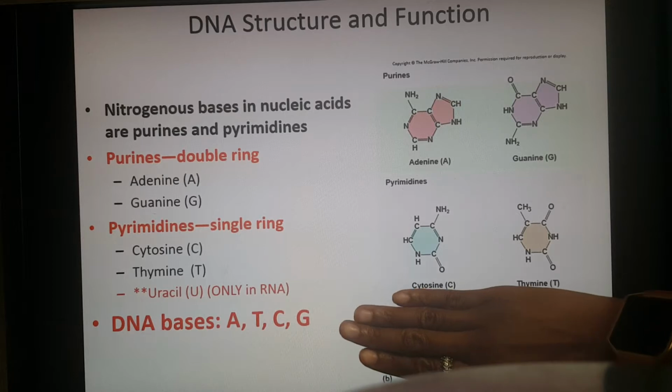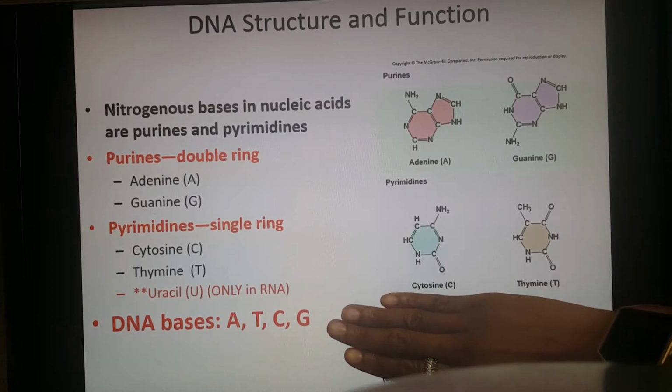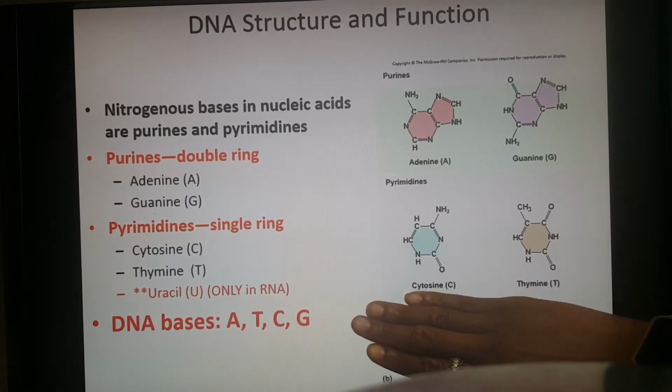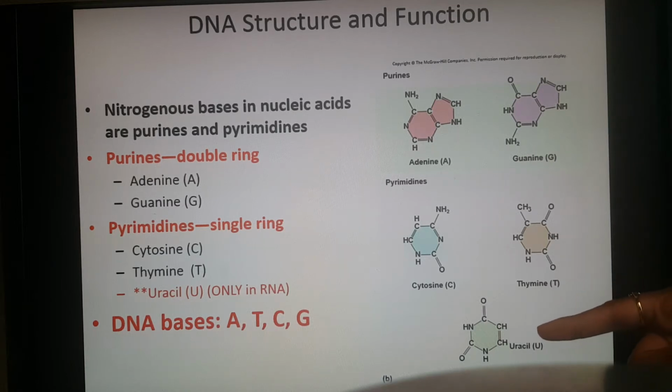So these 4 up top are the ones that are part of DNA. This last pyrimidine here at the bottom, which is uracil, that one is only found in RNA. So it actually replaces your thymine in RNA.